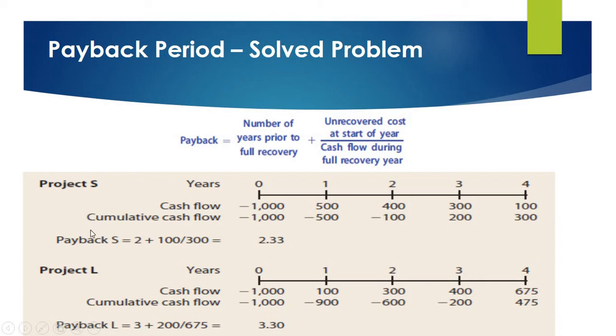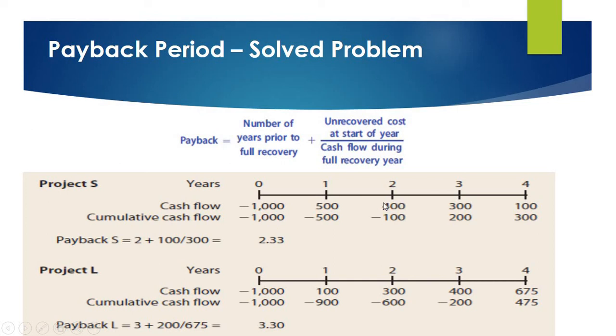Now let's look at the cumulative cash flow of Project S. Initial investment of this project is 1,000, so the cumulative cash flow at year 0 is minus 1,000, negative. The project will generate $500 in year 1, so the cumulative cash flow in year 1 is negative $500. So this is how it is calculated: minus $1,000 of initial investment plus $500 cash inflows in year 1. So that's minus 500.